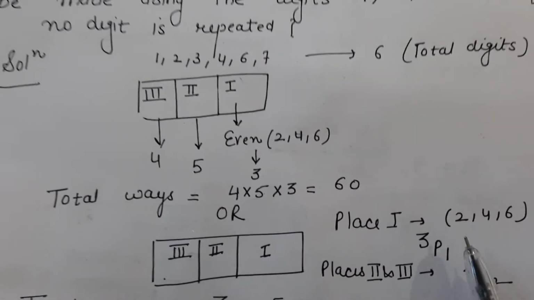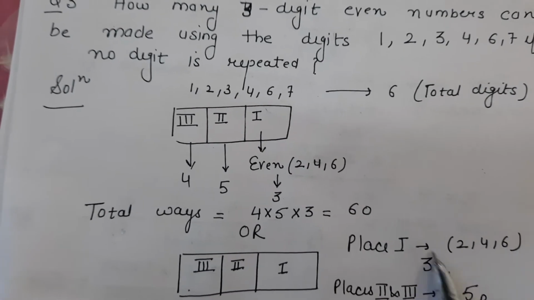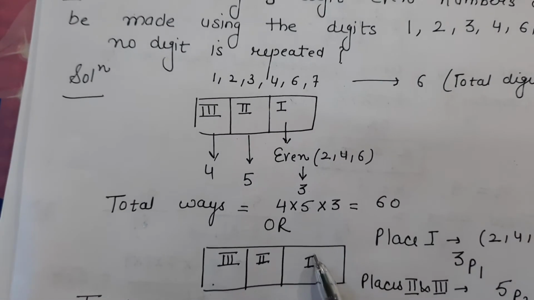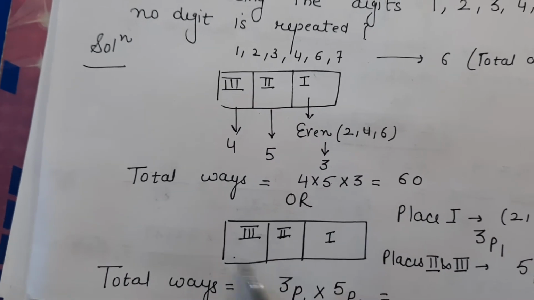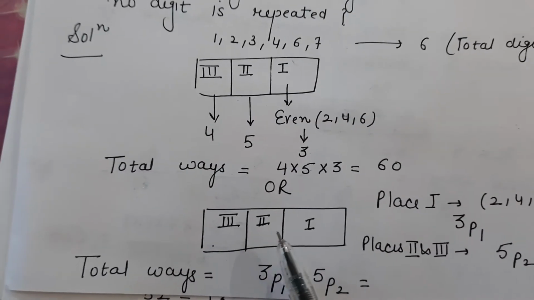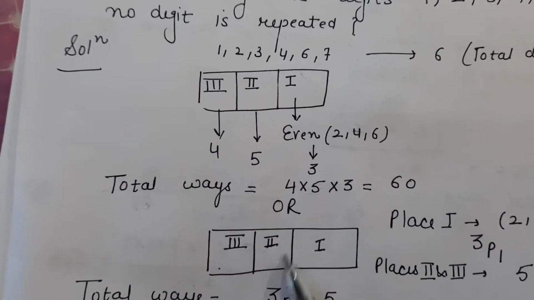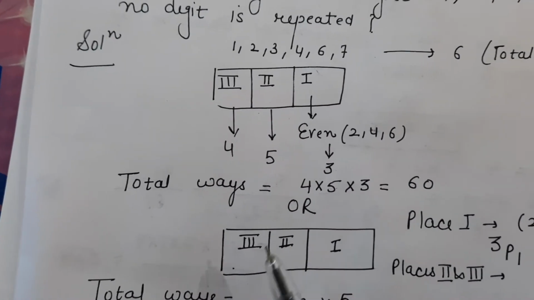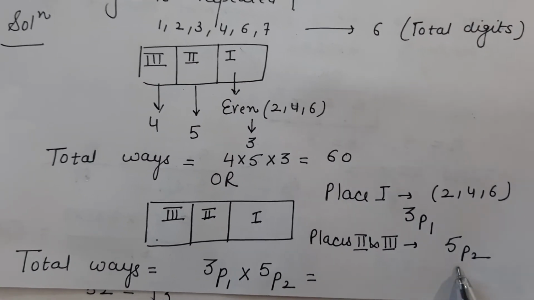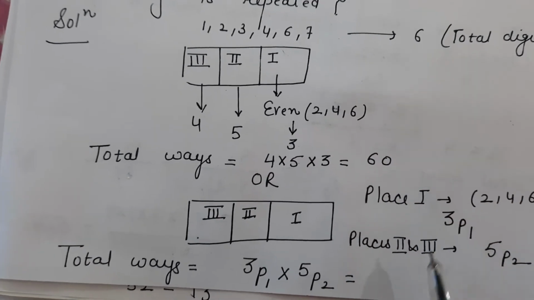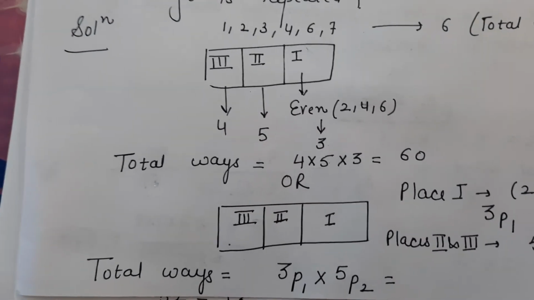Or by permutation, place number 1. The options available are, because you have to form even numbers, so you can take either 2, 4 or 6. So the digits total available are 3 and you have to fill one place only. So the ways are 3p1 and, means multiplication, these 2 places. Now out of 6 you used 1 here. So that means now still you have 5 digits with you and you have to fill 2 places. So places 2 and 3 can be filled in 5p2 ways. So the total arrangements are 3p1 into 5p2.